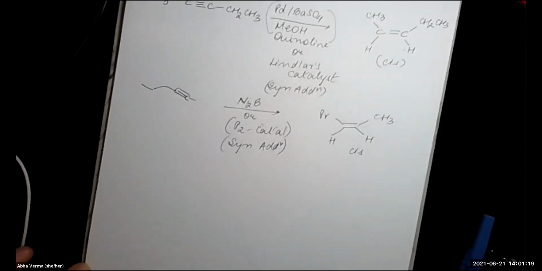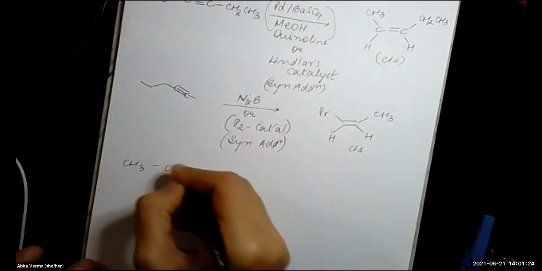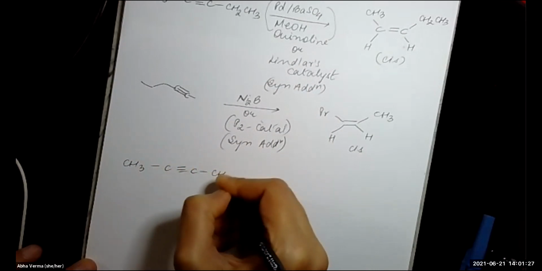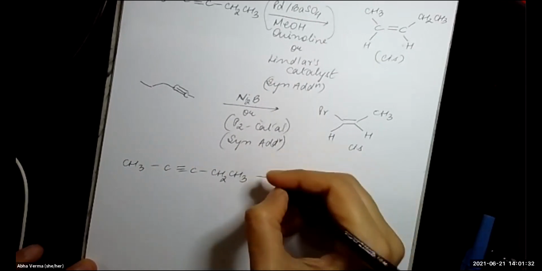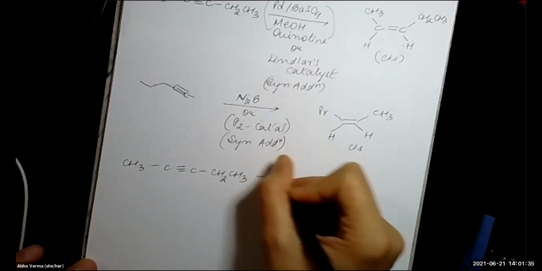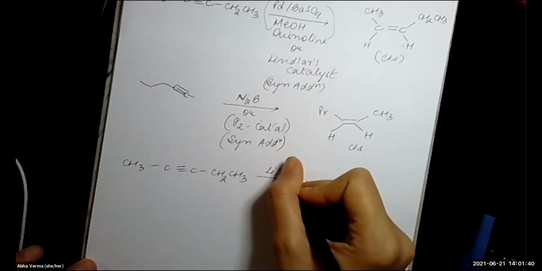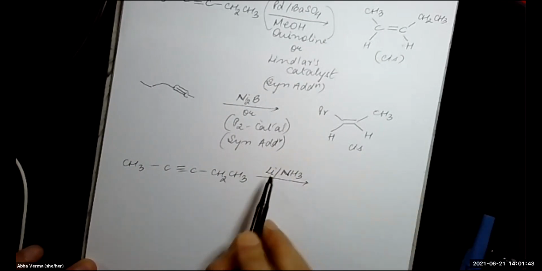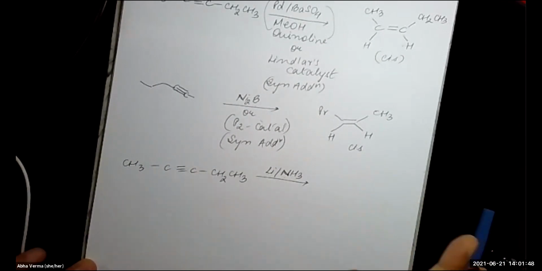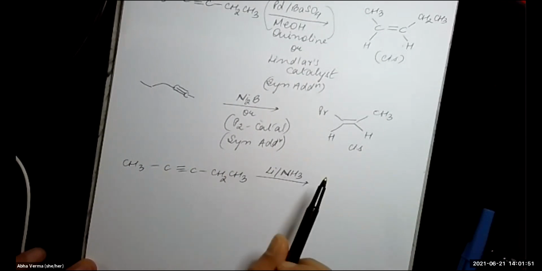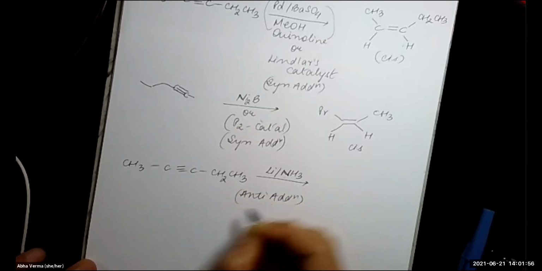Okay, so let's look at the same molecule here. CH3, C with a triple bond, CH2, CH3. And now I'm going to put up lithium with ammonia. So what do I have? I have a metal ion, just the metal ion, and ammonia. No water, no other solvent. So what is the kind of addition I'm going to have? I'm now going to have an anti-addition of hydrogens.